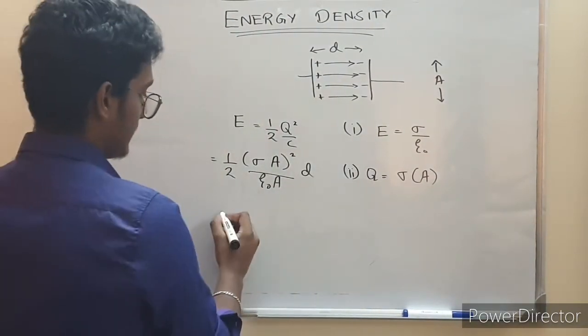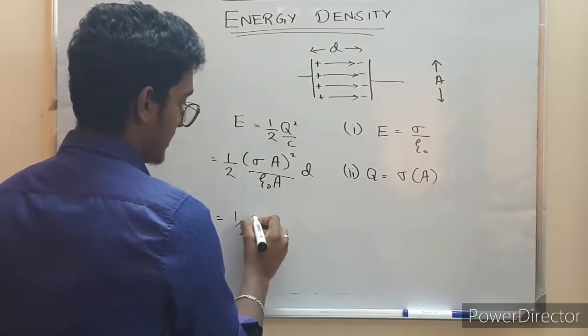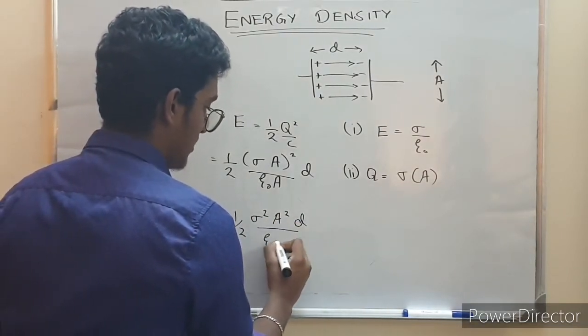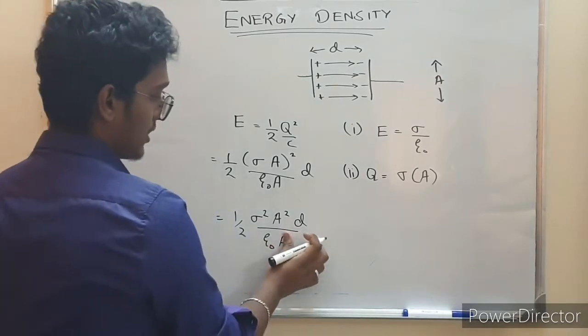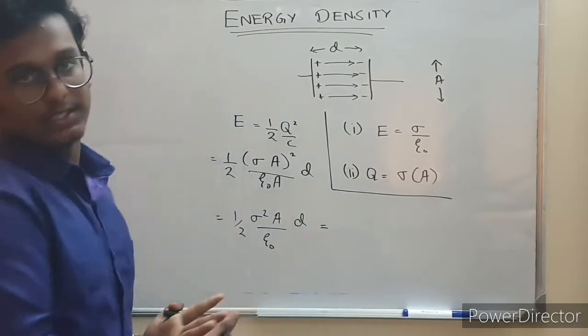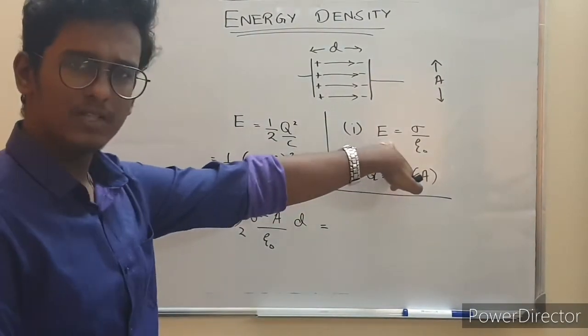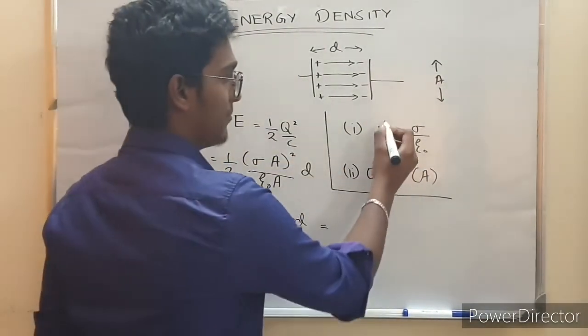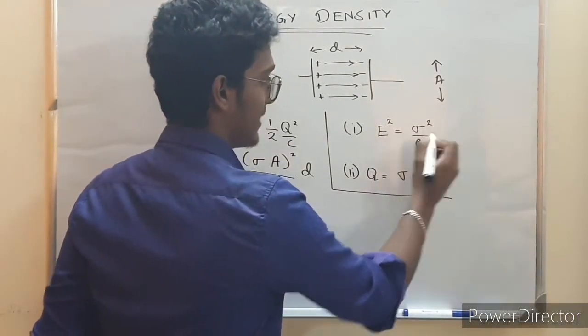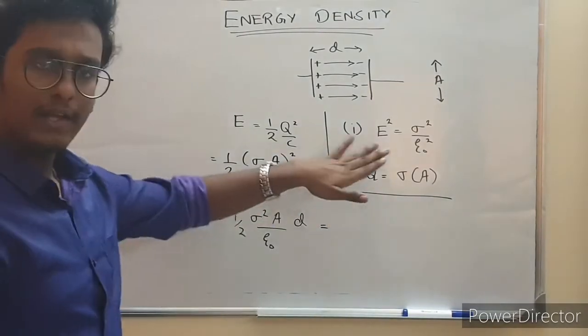So now let's cancel out the common terms. So you have sigma squared A squared D divided by epsilon naught times A. I'm going to cut off one A from the squared. I'm just going to manipulate this equation so that we can bring it in terms of this. So here, for example, I'm going to square. So you get E squared equals sigma squared by epsilon naught squared. I just squared the equation.